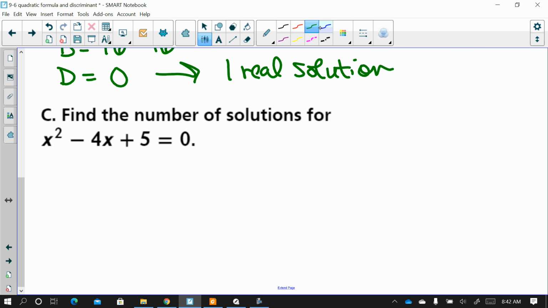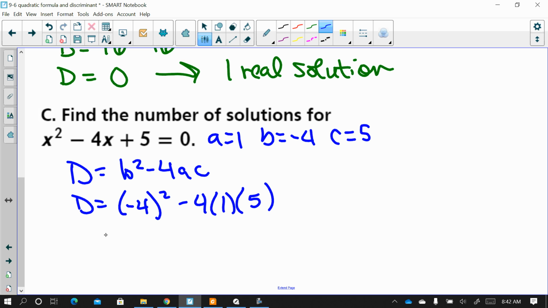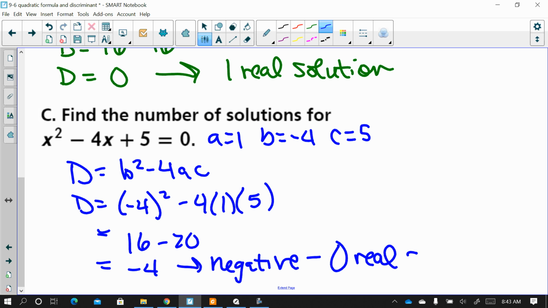And 1 more to go. Again, a is 1, b is negative 4, c is 5. So b squared minus 4ac. B squared, so negative 4 squared. Again, be careful, put it in parentheses. Minus 4 times 1 times 5. Negative times a negative is a positive. Negative 4 times 1, negative 4 times 5 is a negative 20. 16 minus 20 is a negative 4. This is negative. Therefore, there are 0 real solutions.